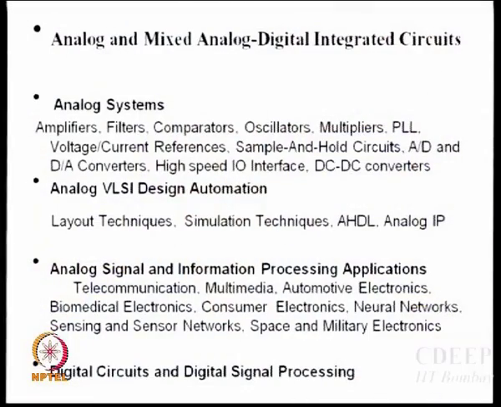So, what are the systems in mixed signal or analog we have? In analog systems, we have amplifiers, filters, comparators, oscillators or frequency synthesizers, the new name, multipliers, PLLs, phase lock loops, voltage current references, sample and hold circuits, A to D and D to A converters, high speed IO interface. This is another area where much of the work going on is high speed IO, and DC to DC converter.